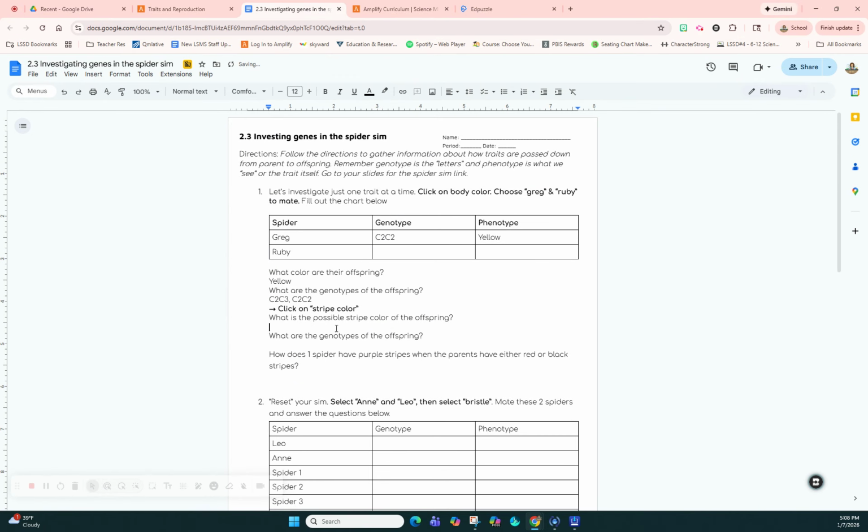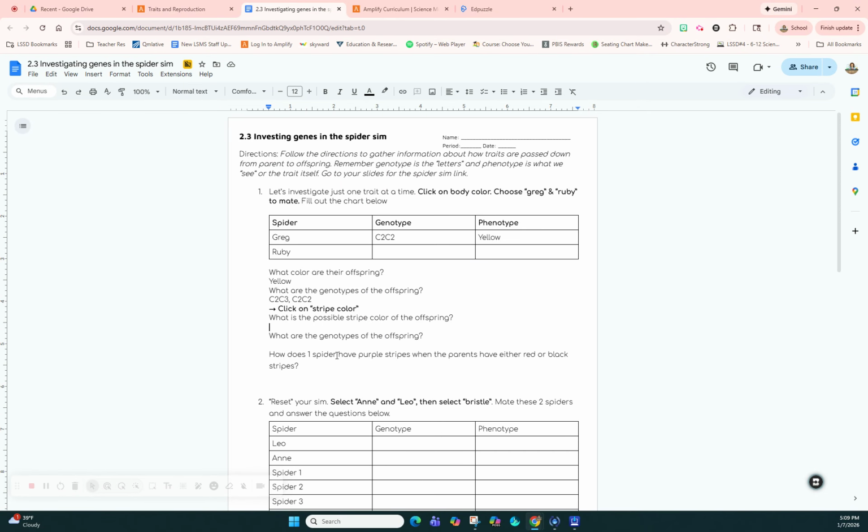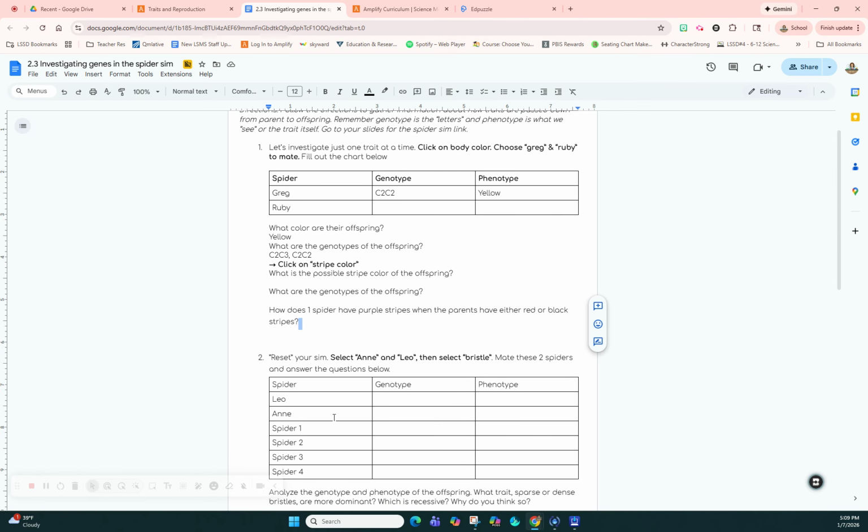Now we would want to look at the stripe color. Now, how do I change and look at that? All I do is I can change up here. I'm going to click on this, and now I can see their genotypes for stripe color. And I can see the offspring that have black stripe color have the same gene. They're T1, T3. And here's our unique female with the T1, T2 genes that allows her to make that purple stripe color. You're going to go through and follow your directions carefully to complete the rest.